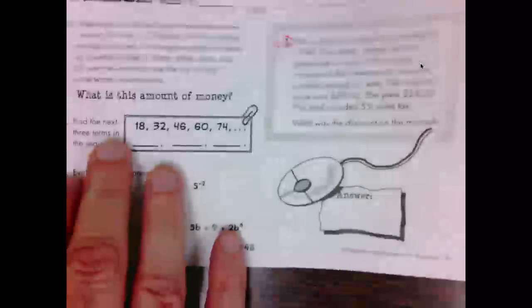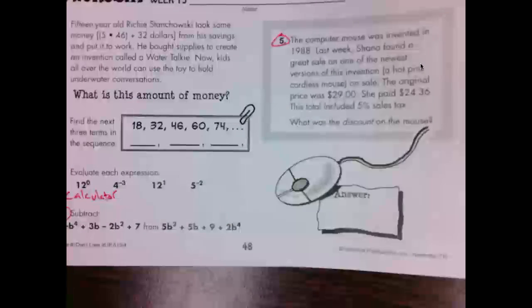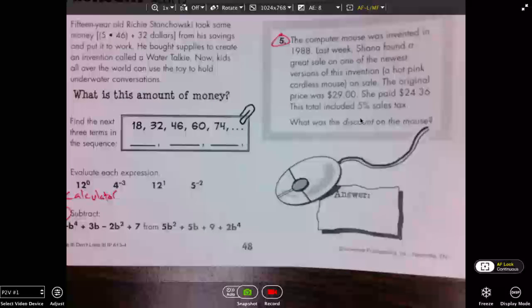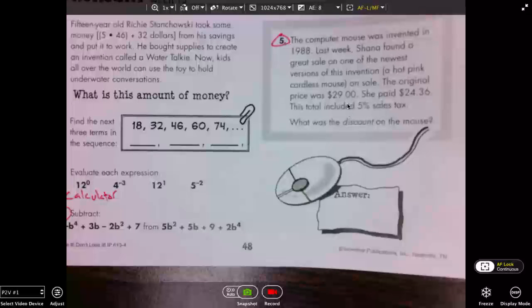Give number 5 a try. I think you should be okay on that one. Remember, to convert a percent to a decimal, move the decimal 2 times to the left. 5% will be 0.05.